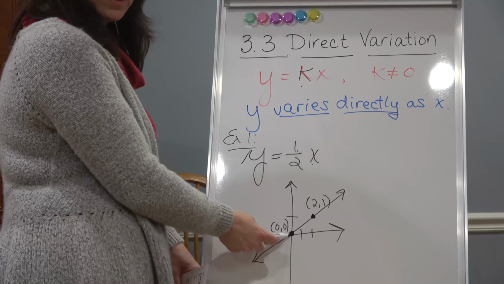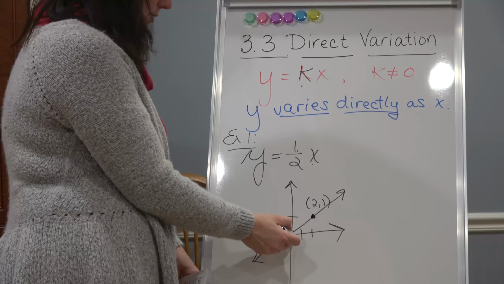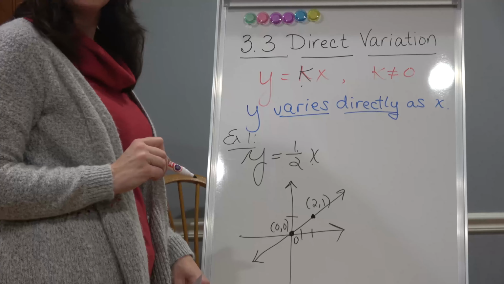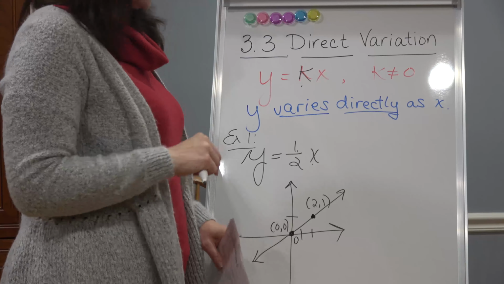Does anyone know what that point is called? You're absolutely right. It's called the origin. So we mark it with an O. The son's laughing at me, yeah.